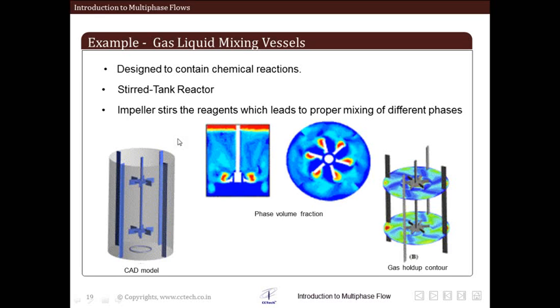This is also used for chemical reactions, enhancing the reaction by the rotating or mixing action of the rotary blades or impellers. This is a stirred tank reactor, and the impeller stirs the reactants, which leads to proper mixing of different phases. So most of the time it consists of two or more phases. These are the phase contours from a CFD model, and here you can also see the gas holdup contours.